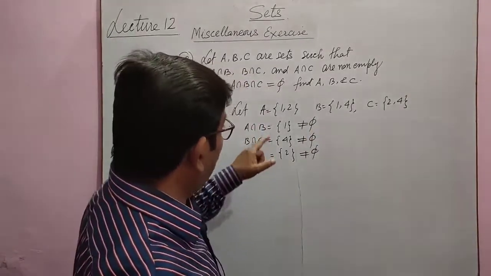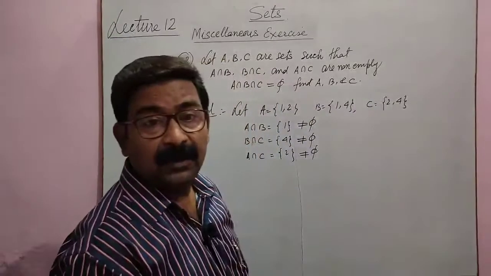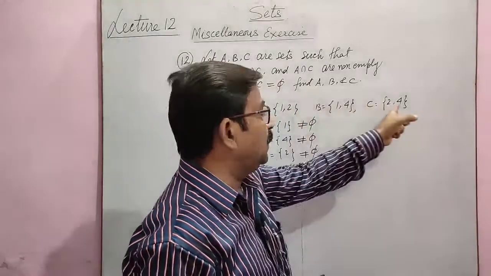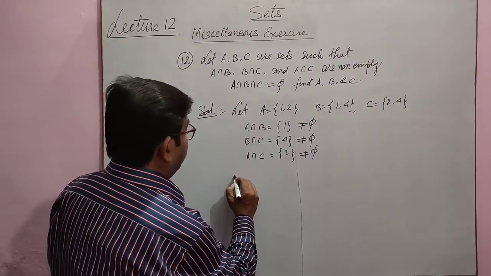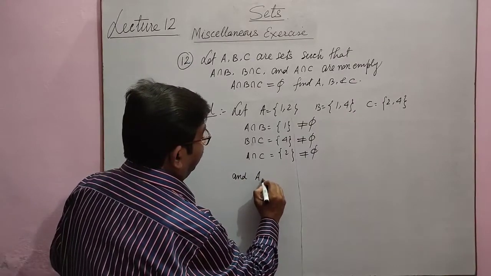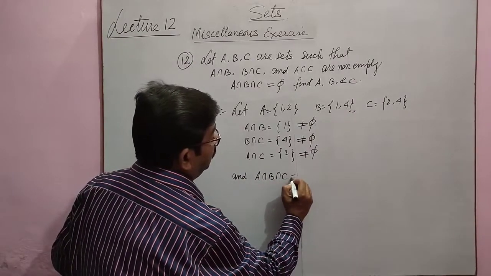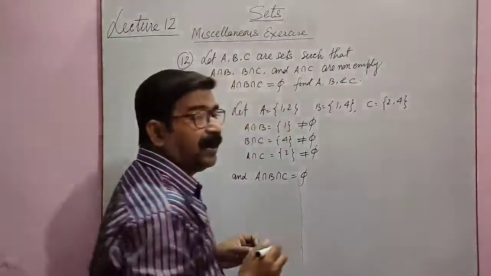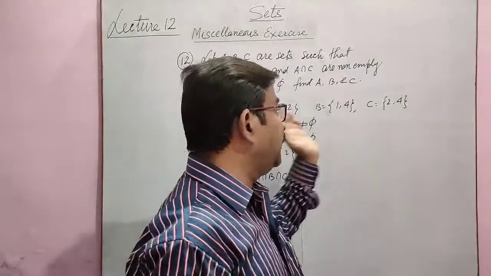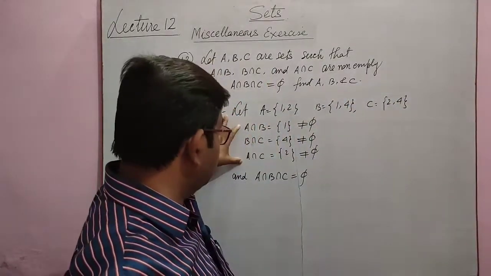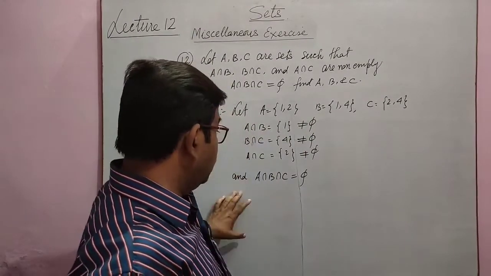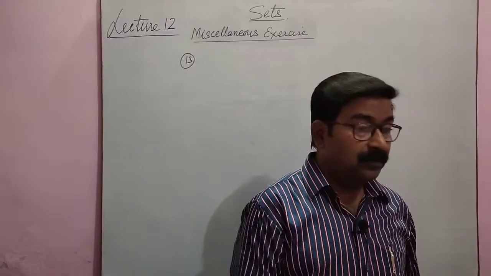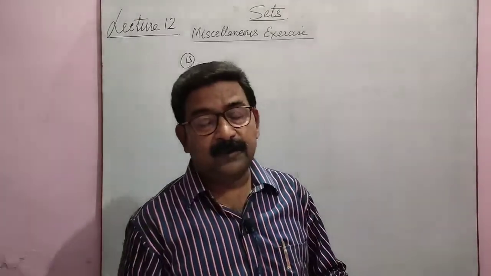But let's find the common element in all three. So here we have 1, 2, 1, 4, 2, 4. So no common element in all three. Means A intersection B intersection C is equal to phi. So what is the answer? These elements are. So we have to choose the elements ourselves. Any elements you can choose and you can show these conditions are verified, and finally A intersection B intersection C is phi. Got it? Now from 13 onward we have word problems.